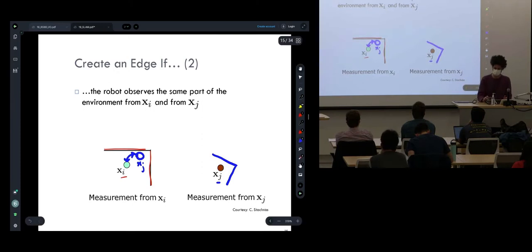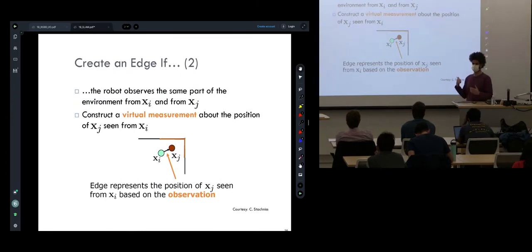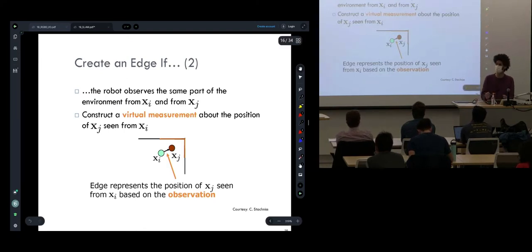So that's the goal. For example, I can use point cloud registration. Maybe I use ICP to register these 2D point clouds. That will give me a relative pose. That's the constraint between xi and xj. So conceptually, this is how we get loop closures.